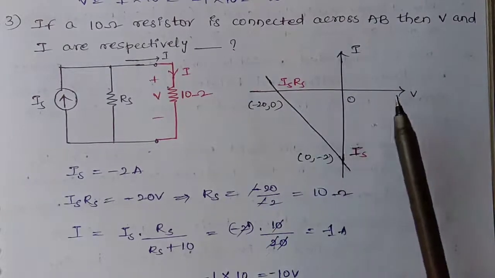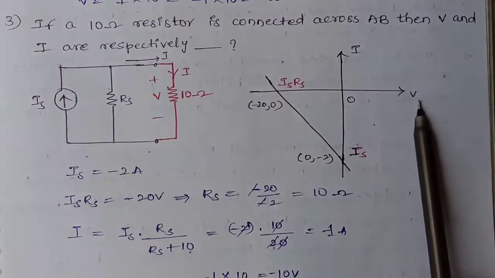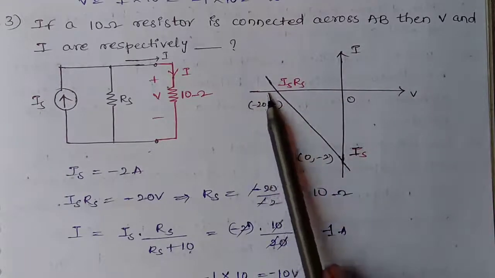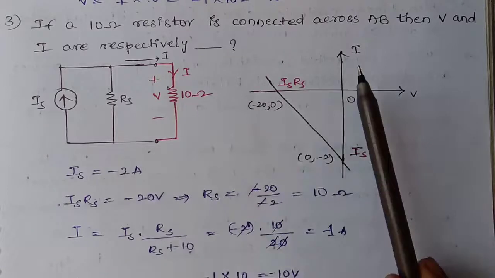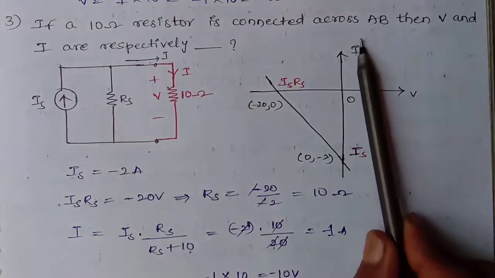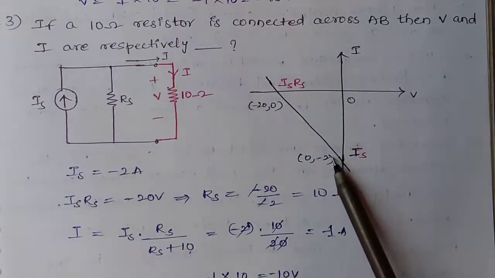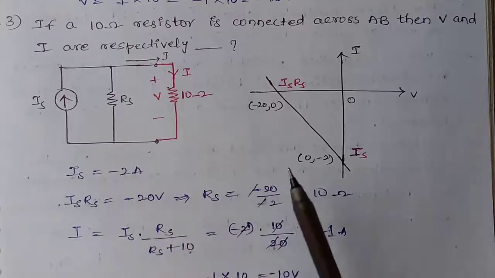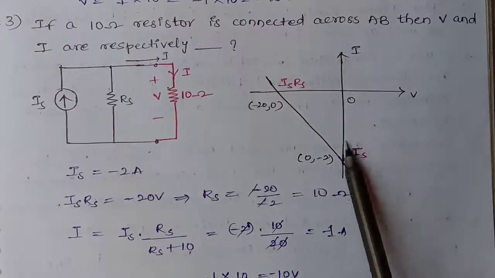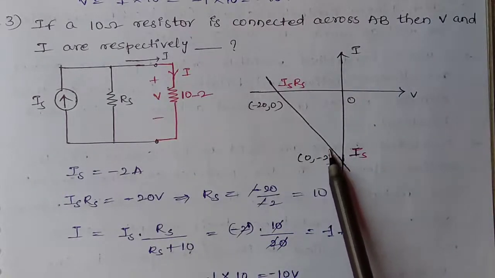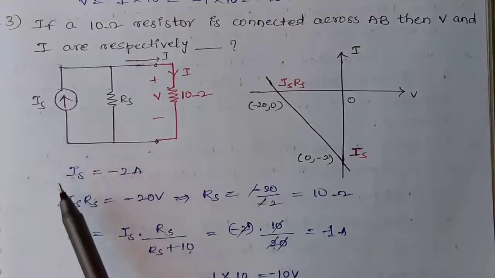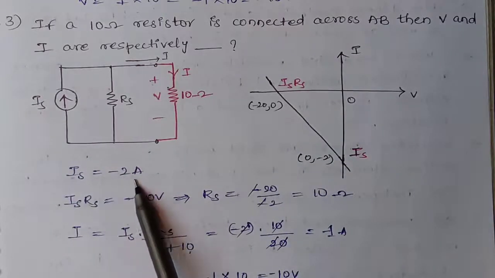In these characteristics, the voltage value is given on the x-axis. We don't need that. The current value is given on the y-axis. We need this current value, right? We are given the current value as minus 2 amperes. So directly take this minus 2 amperes as our current source value, which is nothing but Is equal to minus 2 amperes.